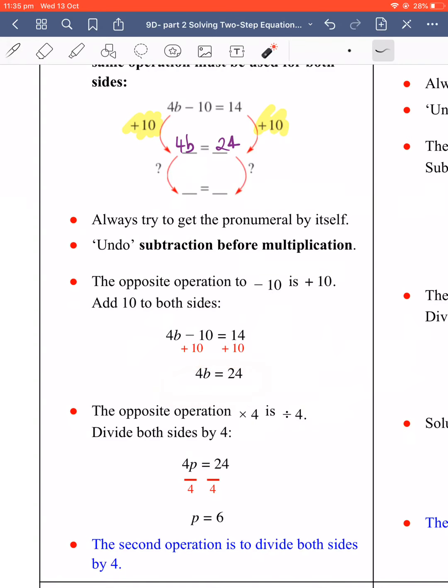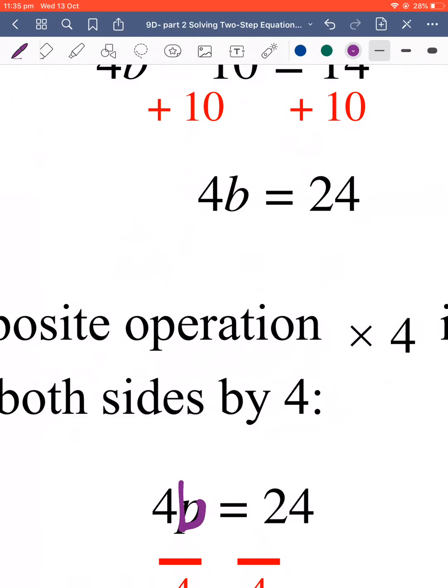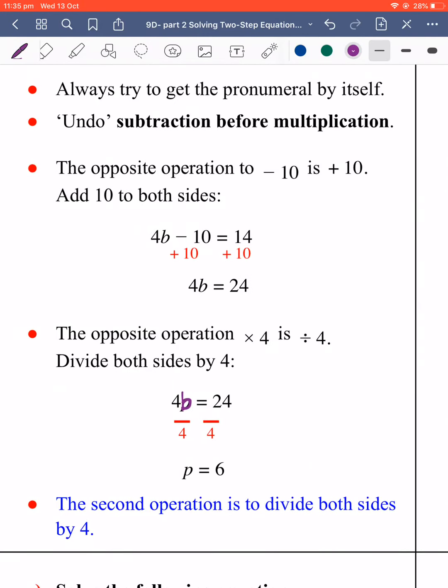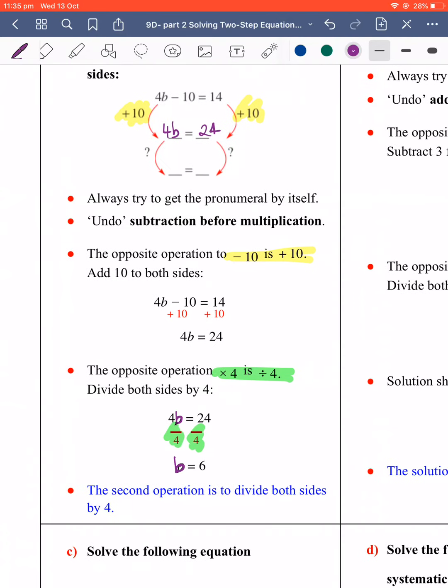Oh, apologies, I realised that says B. It should say B. There we go. So we've got 4b equals 24. So to undo, so that's the one we've already done. So to undo a multiply by 4, I divide by 4, and what I do to one side, I do the other, which then gives me just my pronumeral equaling 6. And again, remember you have to have that second operation. You are dividing both sides.